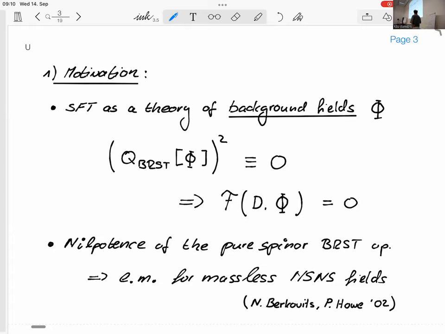A prominent example of where this worked is in the pure spinor formulation. Berkovits and Howe had a paper many years ago where they precisely recovered the Neveu-Schwarz field equations for the string by imposing that the pure spinor BRST charge squares to zero. That was one example of this. The RNS, because it's explicitly supersymmetric, so they got the whole supergravity equations of motion.